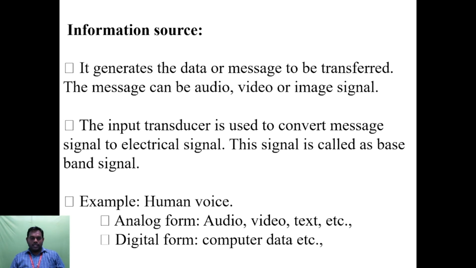Information source: it generates the data or message to be transferred. The message can be an audio, video or image signal. The input transducer is used to convert the message signal into an electrical signal. This signal is called the baseband signal. Example, human voice, which is in analog form, audio, video, text, etc. In digital form, we know that binary digits, ones and zeros, are utilized in computer data. This is the information source.